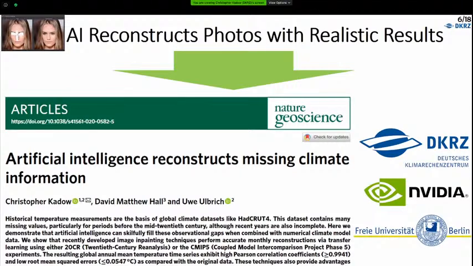And I did it together with the colleagues from NVIDIA, David and Uwe from Freie University in Berlin. And I will lead you a little bit through the results and how we get there in the paper.